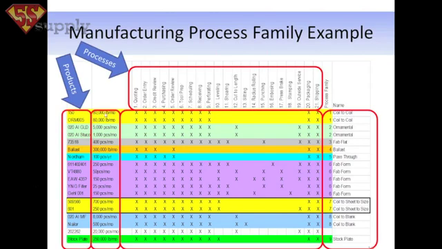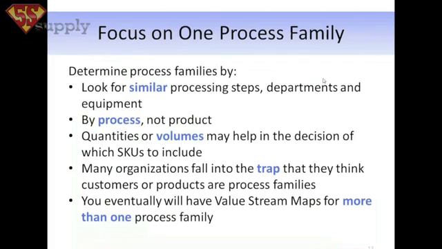We also ask them for the quantities, and then we put an X in the box if it actually goes through that step. So if you look at it, you'll see the processes going across the top, and you'll see the products or the services going down the side. And then what we did was we grouped them together. Don't worry about the color coding. That was just to make them stand out when we were doing it. And from there, you can see how many different product families a company would actually have. Okay, so that's a quick example.